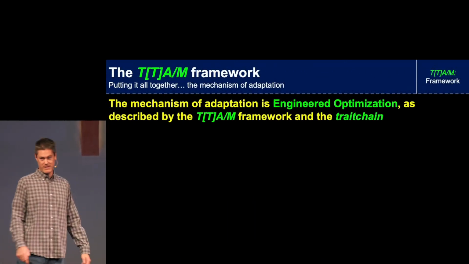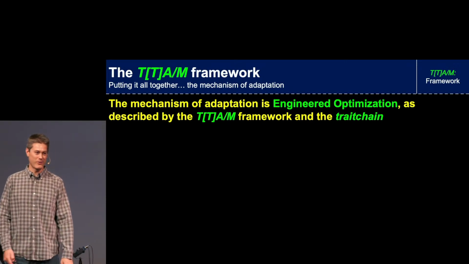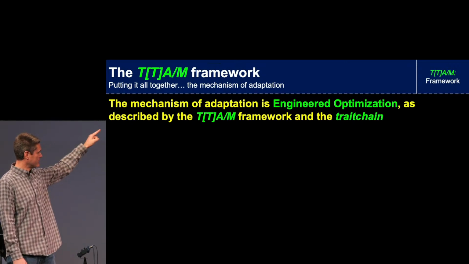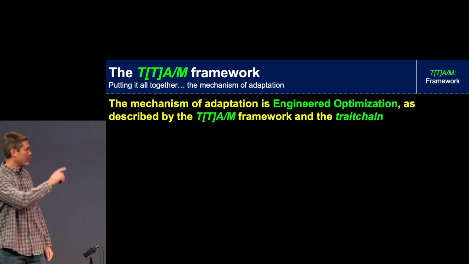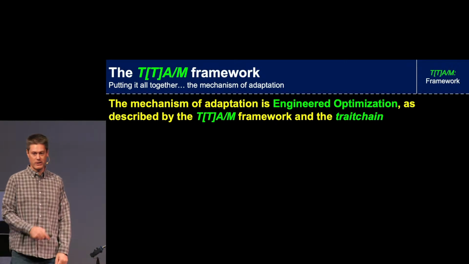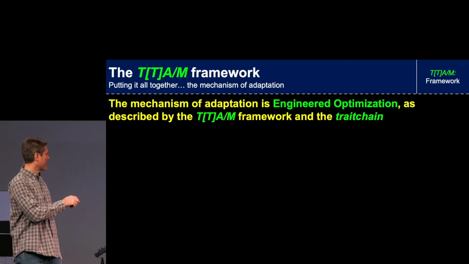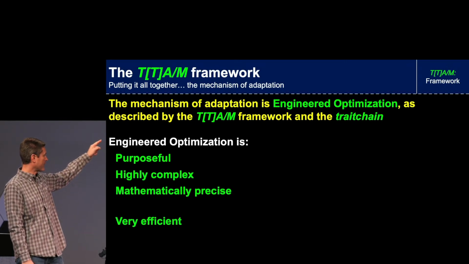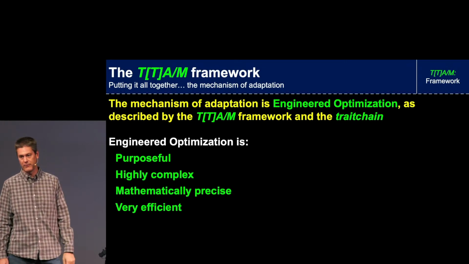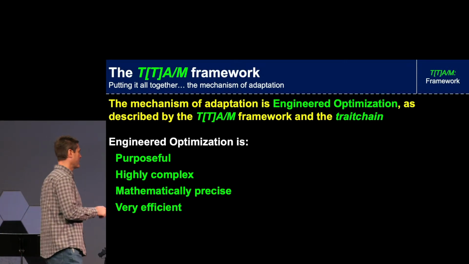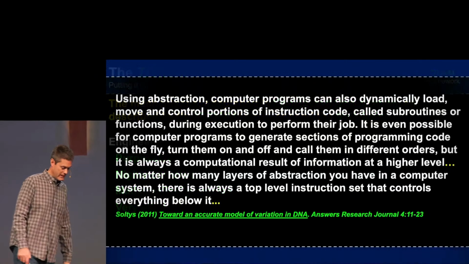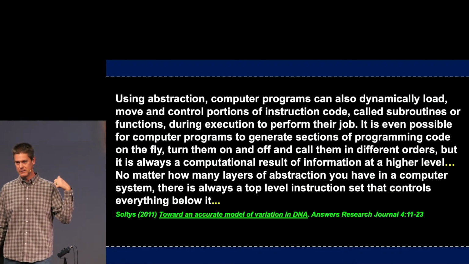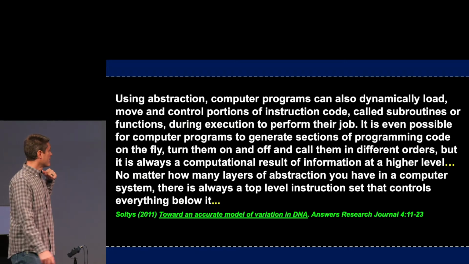So in conclusion, here's the answer to the question, what is the mechanism of adaptation? The mechanism of adaptation is engineered optimization as described by the Ttam Framework and the trait chain. Engineered optimization is characterized by being purposeful, highly complex, mathematically precise, and very efficient. So that quote I gave you about the computer model of the DNA earlier, I left something very important out. Let me put it back in, because what I just said leads to an inescapable conclusion.